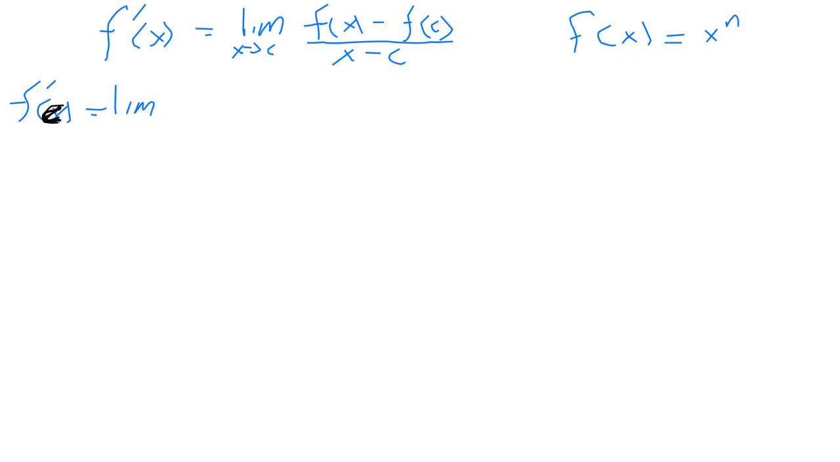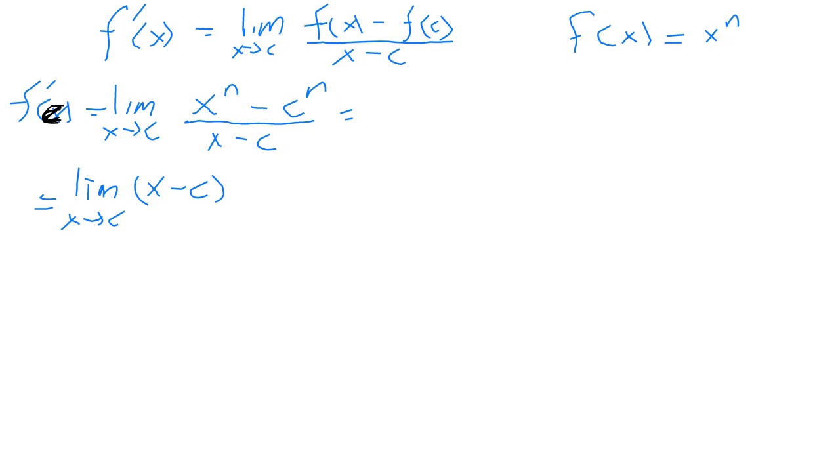So it's going to be the limit as x tends to c. f of x is the same, so that's x to the n. f of c, replace x with c, you get c to the n, over x minus c. So we're going to input that thing that we just used a while ago. Put it down here since it needs some space. It's the limit as x tends to c, factored, x minus c.